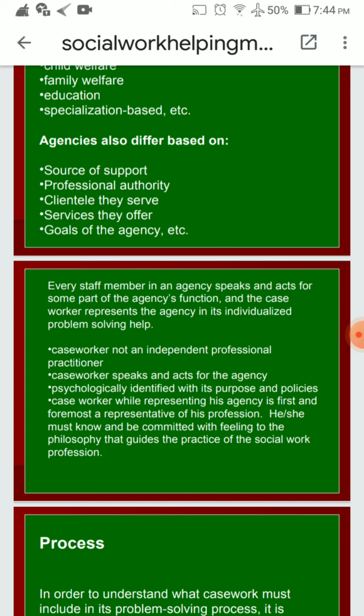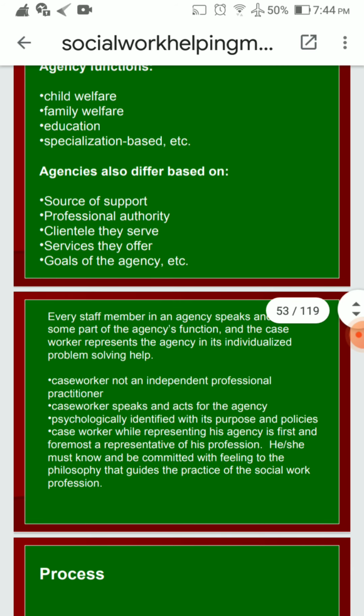Professional authorities, such as in government, the top and bottom approach na ginagamit. In agency naman, the linear approach. So lahat yan, you will have in the different major subjects. Clientele they serve, so there are different specific clientele, yung mga kliyente na kinikita ng different agency din. Next will be services offered, so iba-iba din.